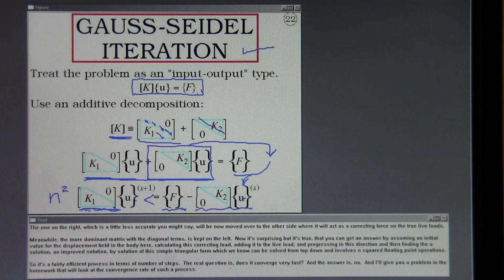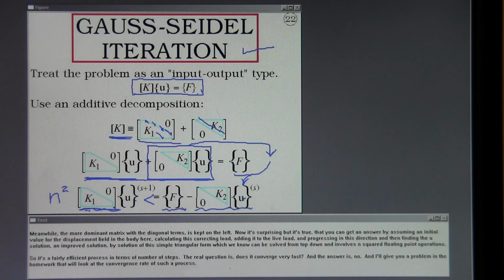The real question is, does it converge very fast? And the answer is no. And I'll give you a problem in the homework that will look at the convergence rate of such a process.